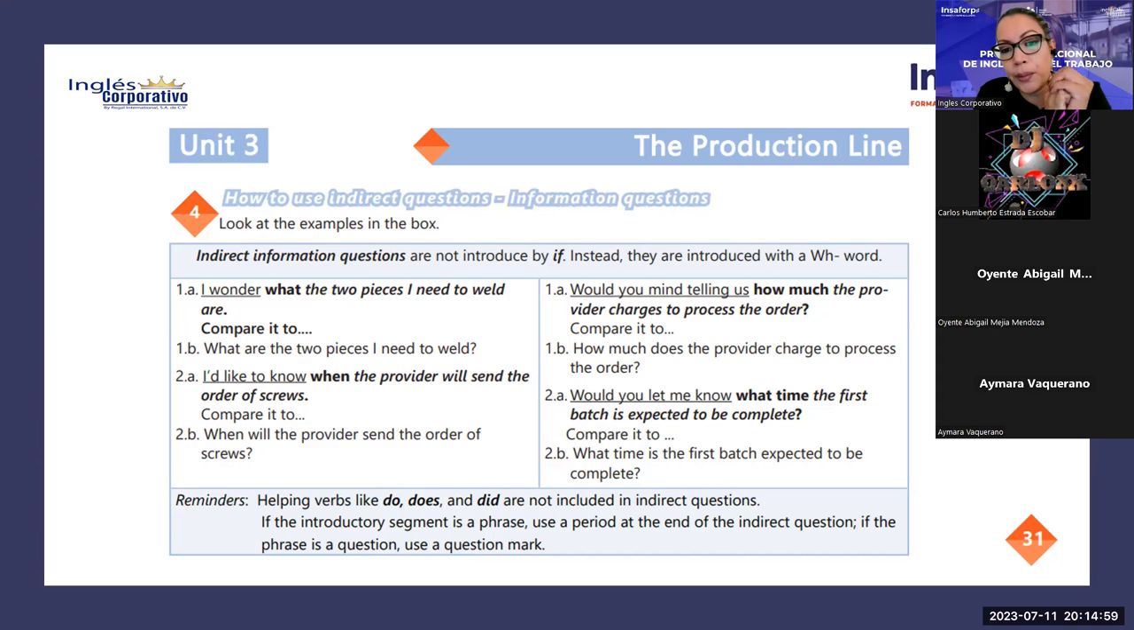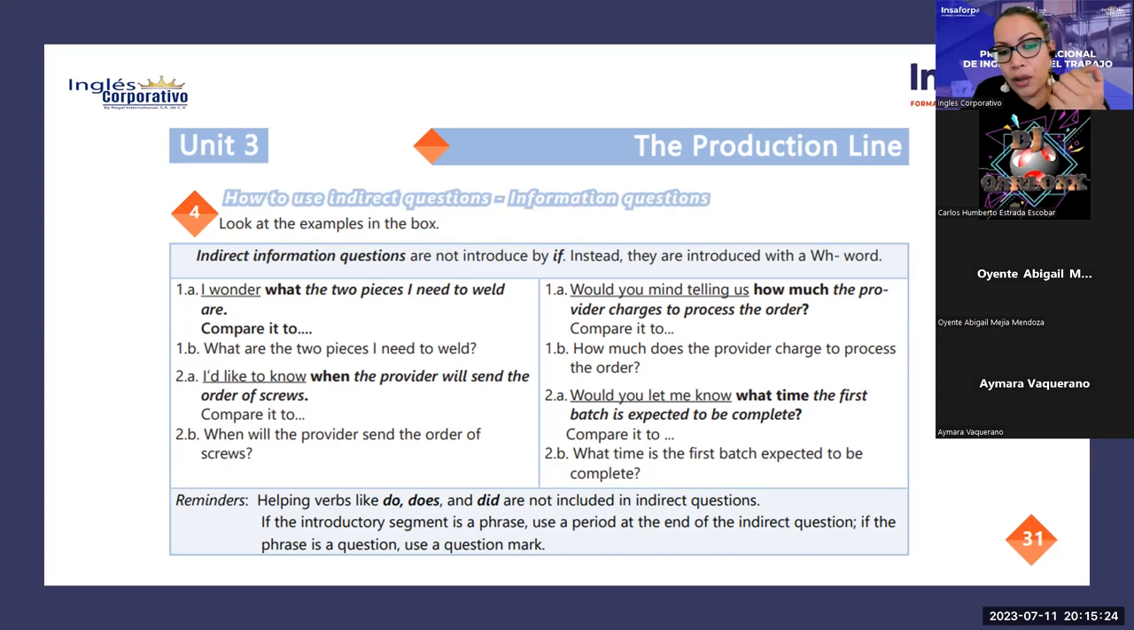Y el último ejemplo, would you let me know what time the first batch is expected to be completed? Comparado con what time is the first batch expected to be complete. Como recordatorios, helping verbs como do, does y did no se incluyen en las preguntas indirectas.